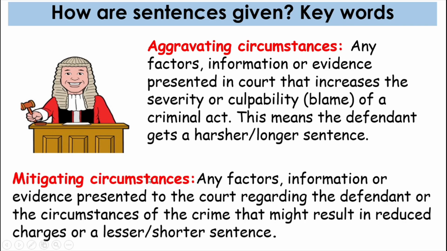Mitigating circumstances. These are the opposite to aggravating circumstances. They are any factors, information or evidence presented to the court regarding the defendant or the circumstances of the crime that might result in reduced charges or a lesser, shorter sentence. So this might be someone who's committed a first-time offence, or someone who's pled guilty, and so on. Mitigating circumstances would lead to lesser, shorter sentences, whereas aggravating circumstances would lead to harsher, longer sentences.